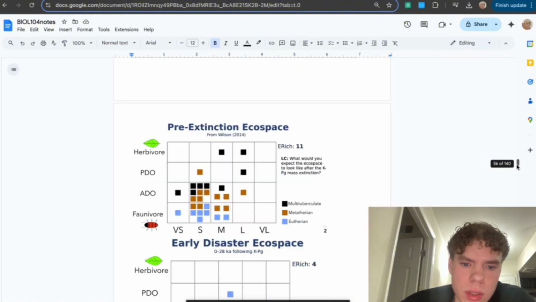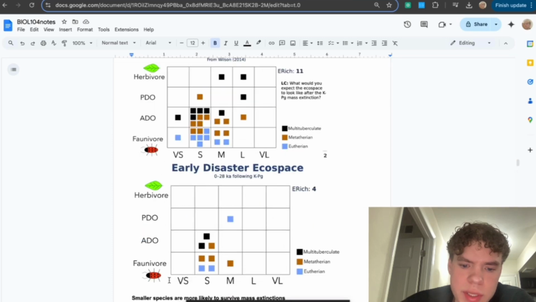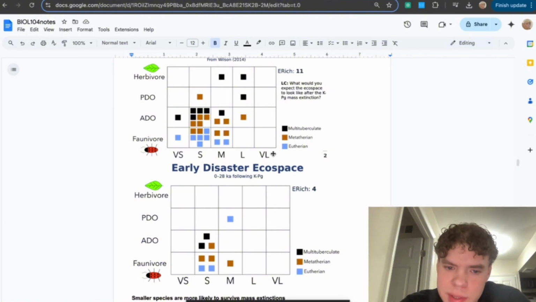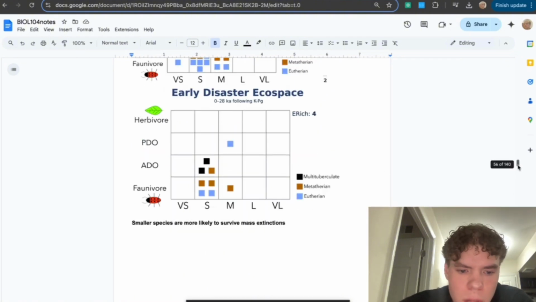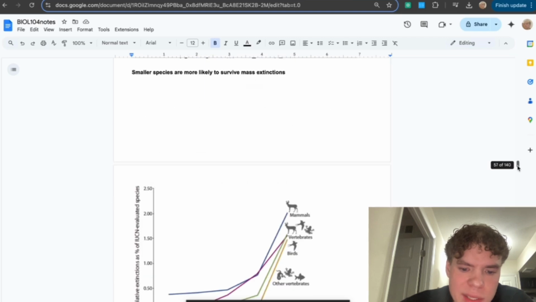Pre-extinction. If we look at pre-extinction and after extinction, a lot of the larger animals go extinct. If we look at, say, the dinosaur extinction 66 million years ago, all the dinosaurs, all the large animals go extinct, versus most of the smaller organisms, which are better able to survive that. So smaller species are more likely to survive mass extinctions.